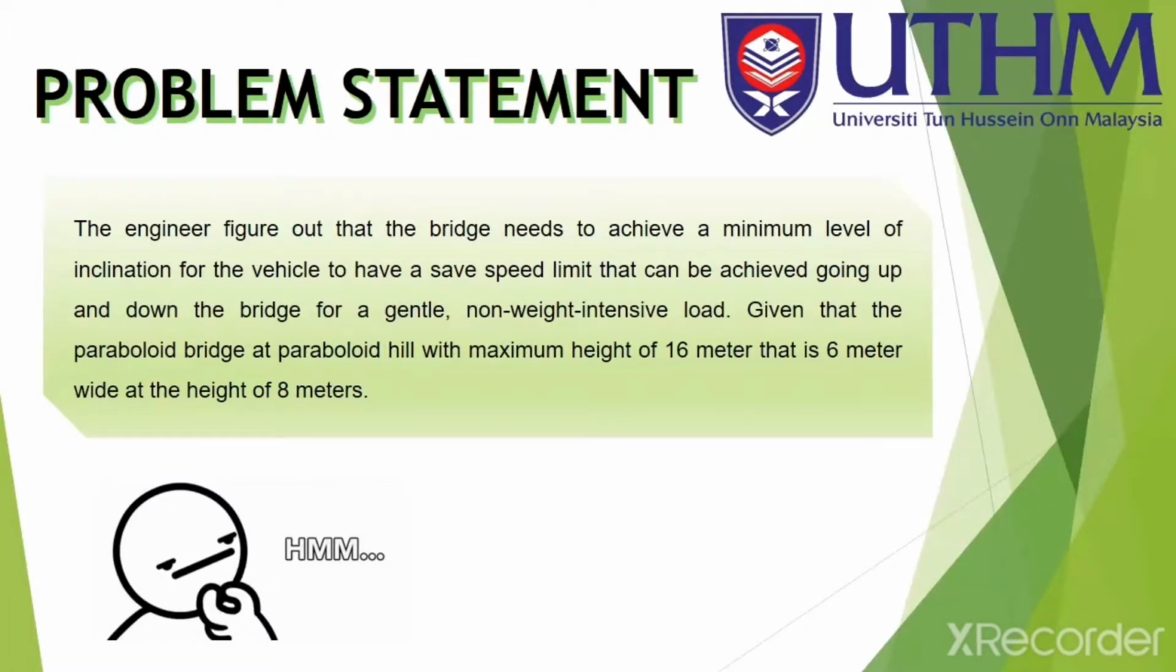Our problem statements. The engineer figured out that the bridge needs to achieve a minimum level of inclination for the vehicle to have a safe speed limit that can be achieved going up and down the bridge for a gentle, non-weight intensive load. Given that the paraboloid bridge at Paraboloid Hill with maximum height of 16 meter, that is 6 meter wide at the height of 8 meters.